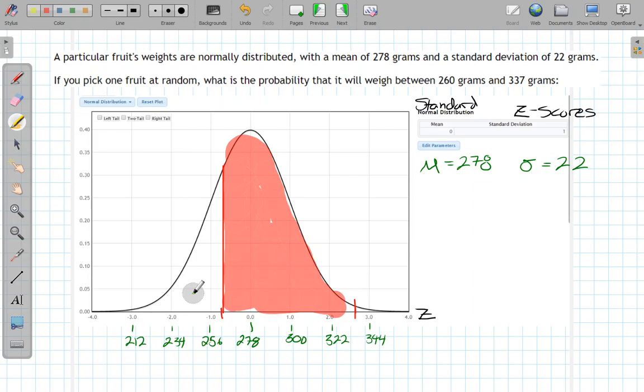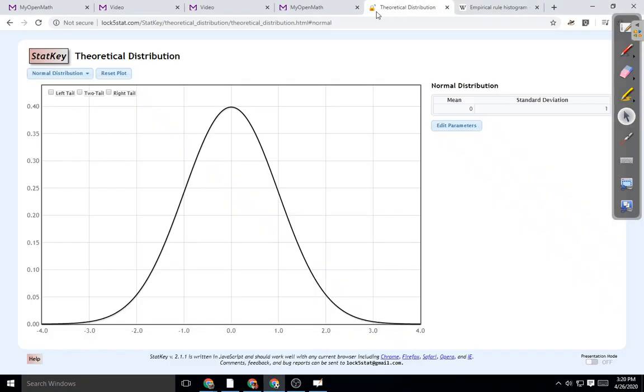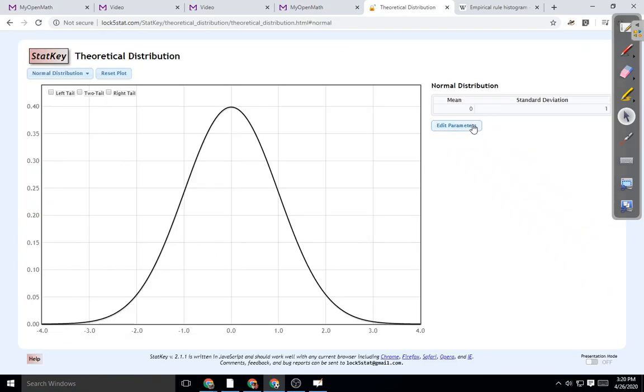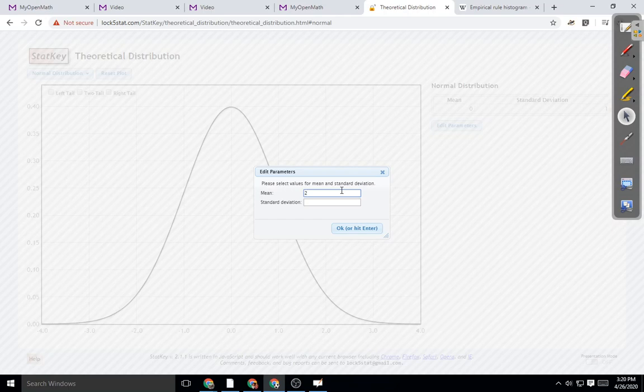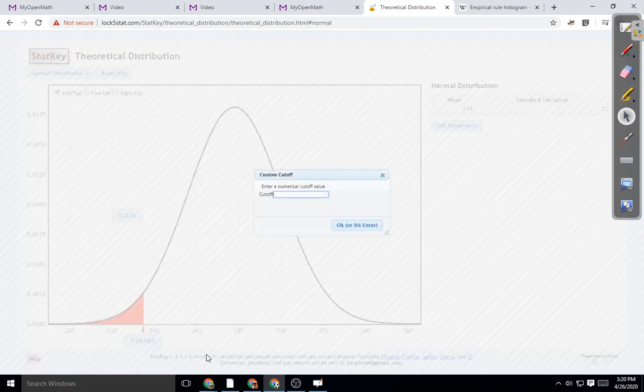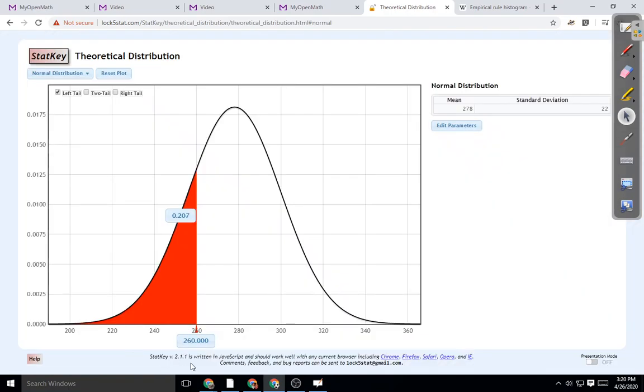All I need to do is go to some kind of normal distribution calculator. A spreadsheet's a good way to do it, or StatKey does a pretty good job of it. So I'm going to go to StatKey. There's a link on this problem if you're playing the similar one as me for StatKey normal distribution. You just search for StatKey, theoretical, normal. We want to edit the parameters so that we have a mean of 278 and a standard deviation of 22. And then we want to mark a left tail so that 260 is in the left tail. And that's a bottom number because it's a weight of fruit as opposed to a percentile.